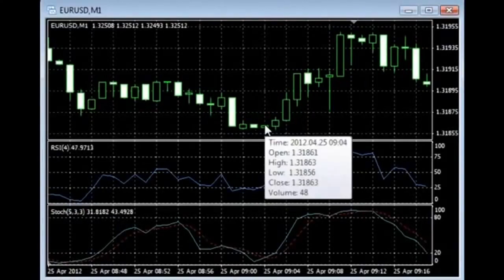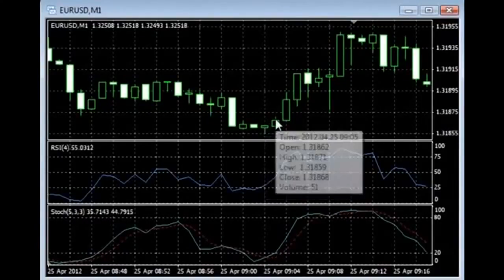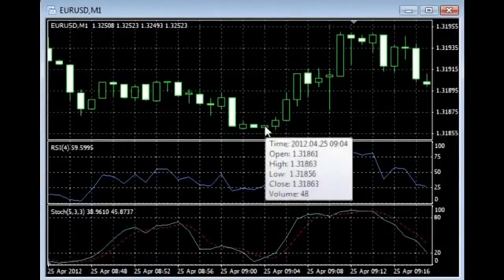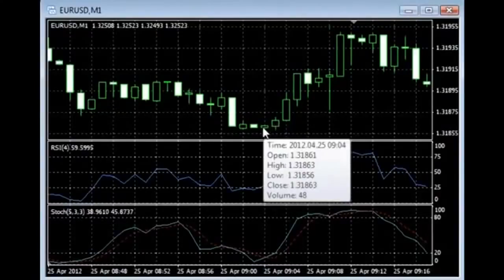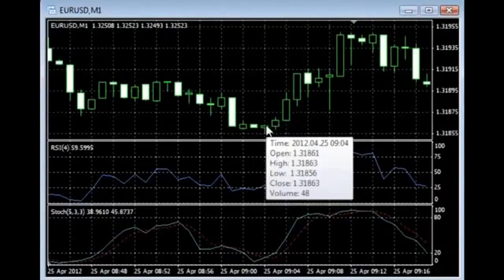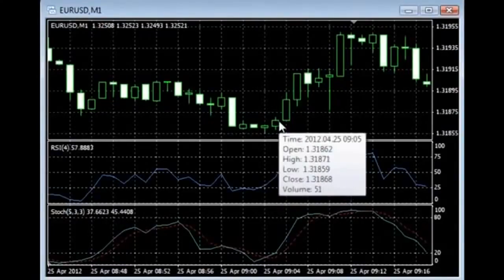At 9:04, we should be able to get an entry price, somewhere around 131.86. If you delayed it, the next candle is still at 131.86 on the close. So you're still very close to the original entry point of what you would have gotten had you moved right on the 904 candle or the 905 candle.